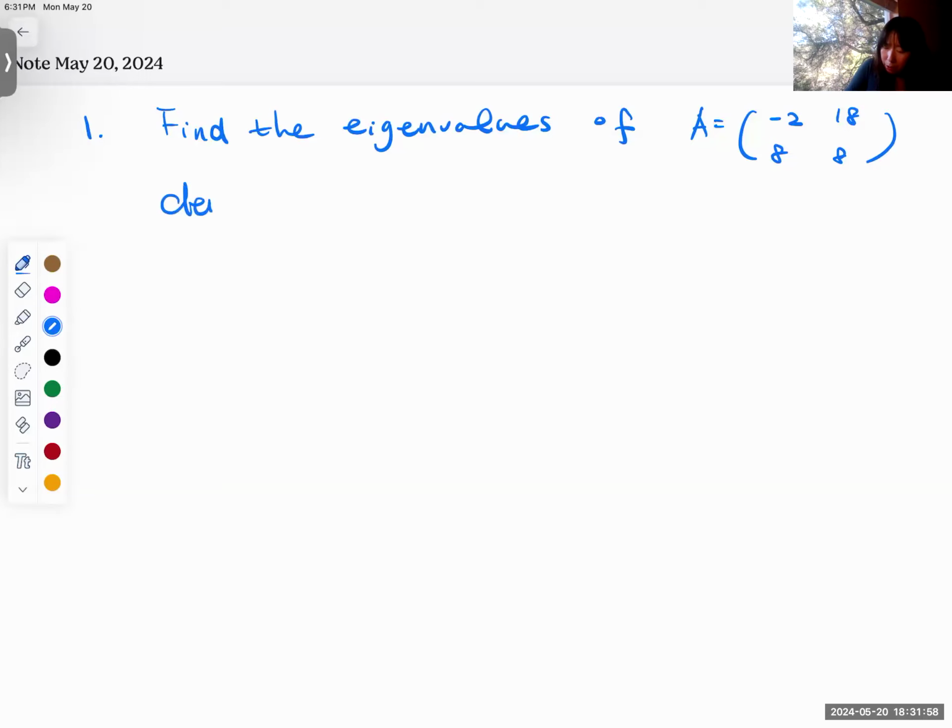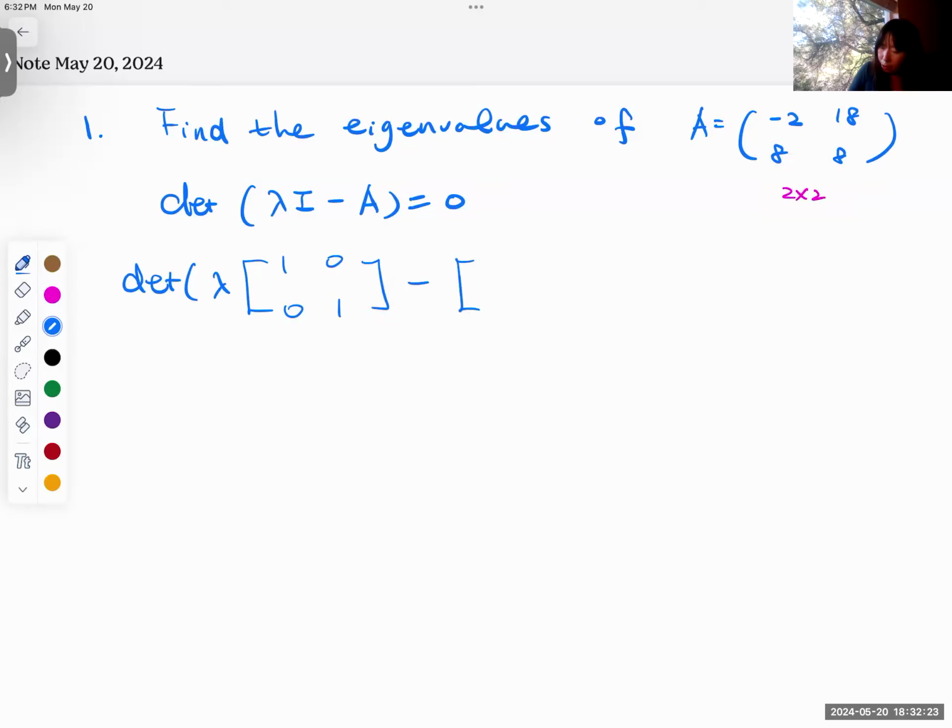So we have the determinant of lambda I minus A equal to 0. Let's set up this one. Lambda, and then the identity matrix, 2 by 2 in that case, right? So this is the 2 by 2: [1, 0; 0, 1], minus A, which is [-2, 18; 8, 8], equal to 0.